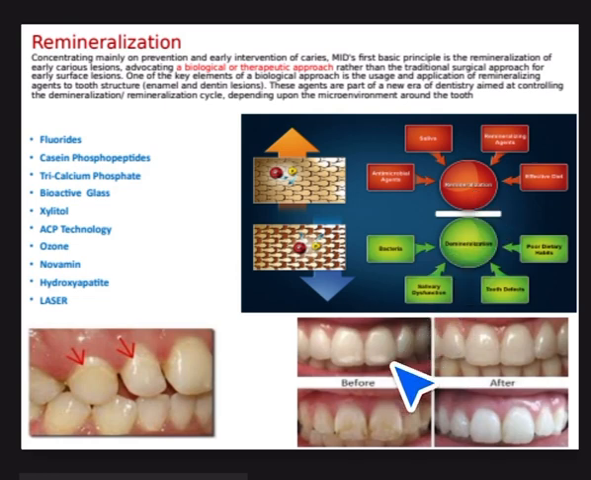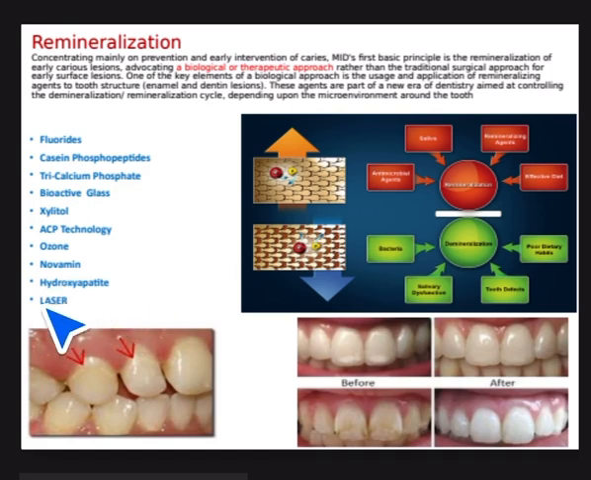So if you have a lesion like white spot lesions, incipient caries, we do not make a cavity. For example, we will not restore this. We will remineralize. And as I told you earlier, saliva is a very good remineralization agent. But if you do not want to use saliva, you can use fluorides. You can use casein phosphopeptides, tricalcium phosphate, bioactive glass, xylitol, ACB technology, ozone, novamin, hydroxyapatite, and even laser.